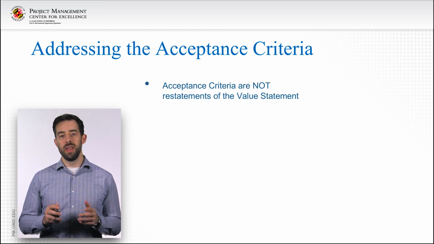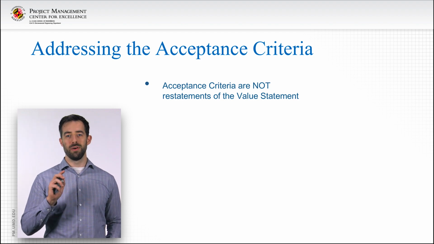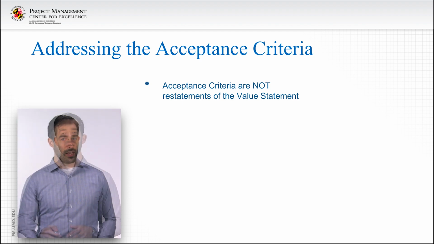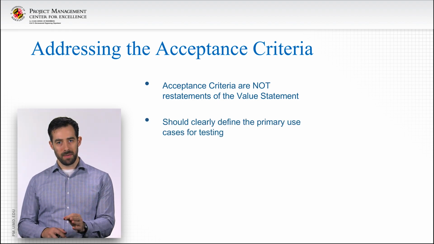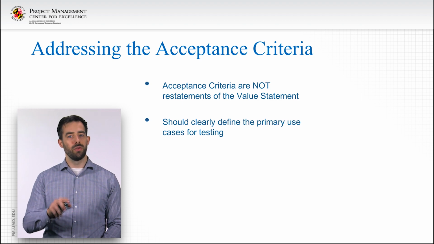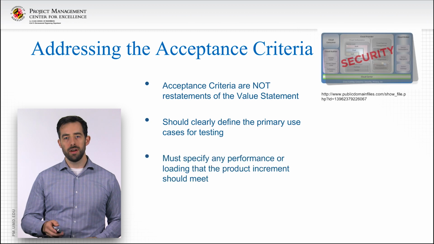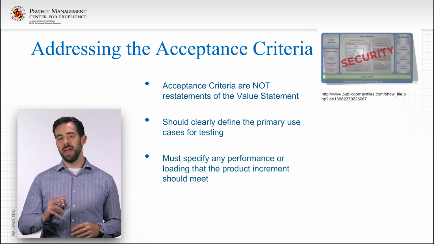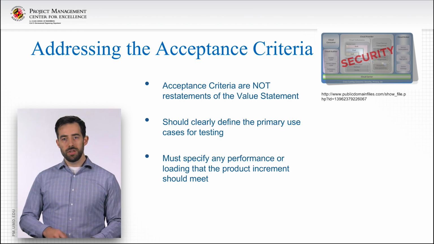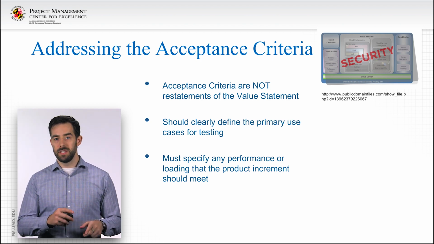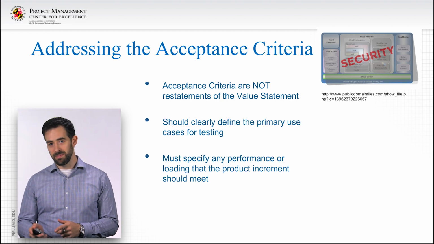Acceptance criteria are not restatements of the value statement. Make sure it's a test that addresses both the value statement and the assumptions. Secondly, the criteria should clearly define the primary use cases for testing. Without this, the test development will be aimless or miss the product owner's intent. Third, the acceptance criteria must specify any performance or loading that the product increment should meet. This should be above and beyond the standard for typical user stories. This could include non-functional elements like security.